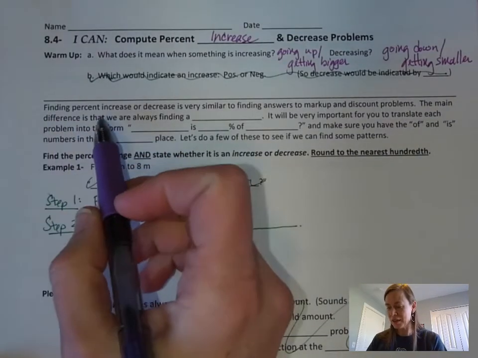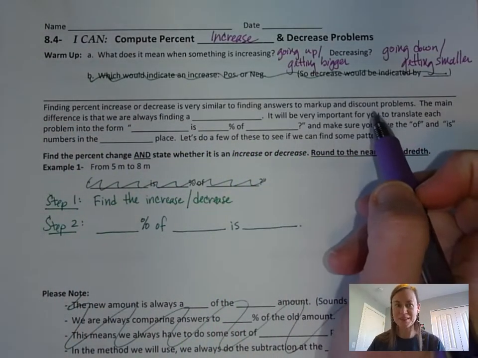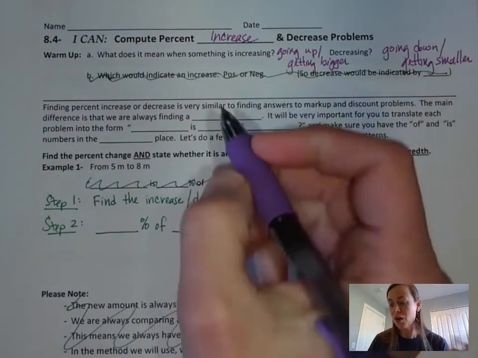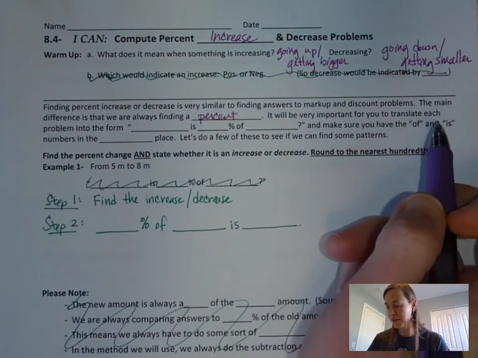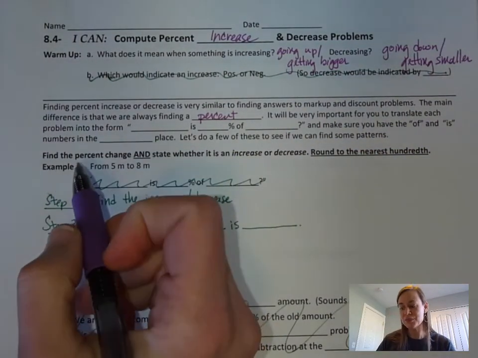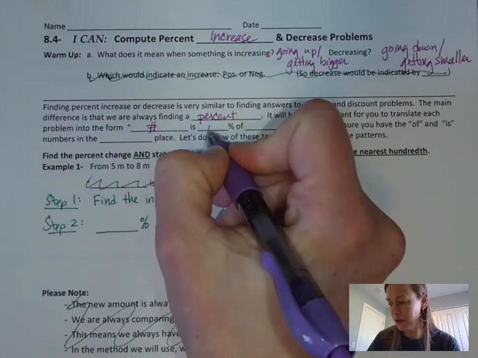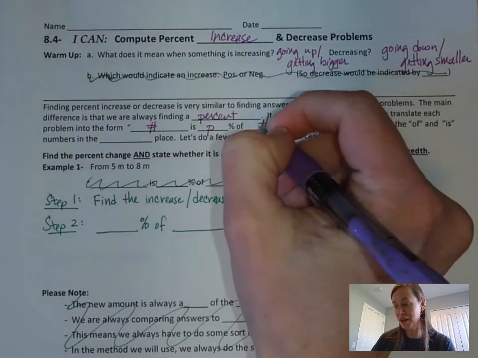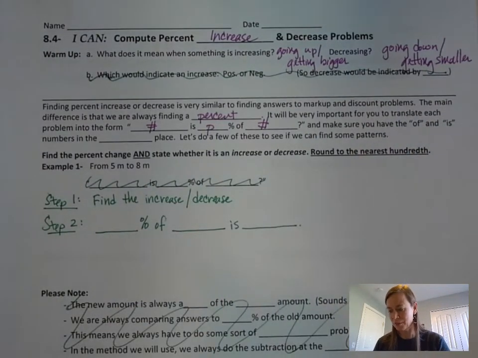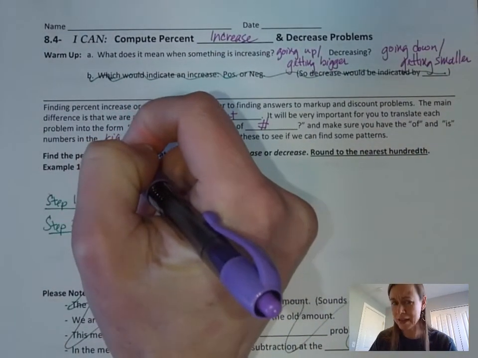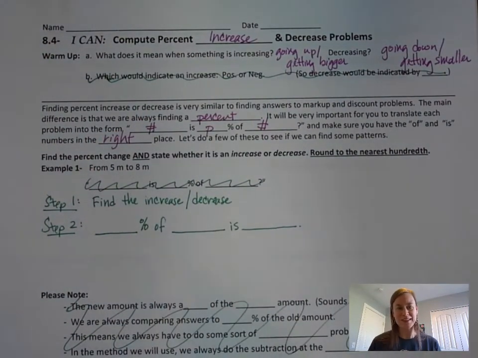Let's go on. It says finding percent increase or decrease is very similar to finding answers to markup and discount problems. The main difference is that we're always finding the percent. Okay. It'll be very important for you to translate each of these problems into the form where one number is whatever percent of another number. And you're going to make sure that you have the of and the is numbers in the right place. We'll talk about that more later, okay? Let's do a few of these and see if we can find some patterns.